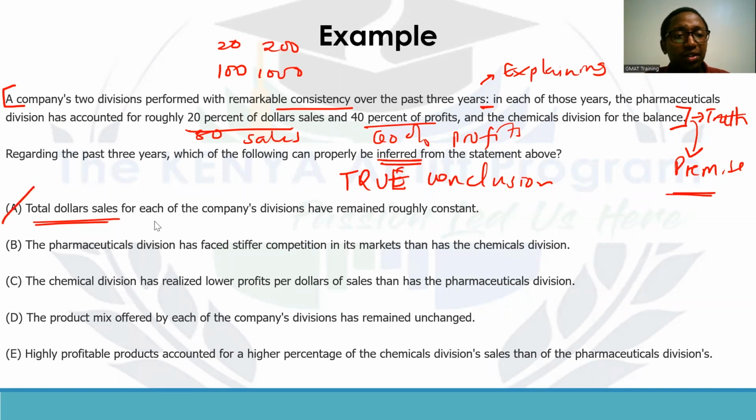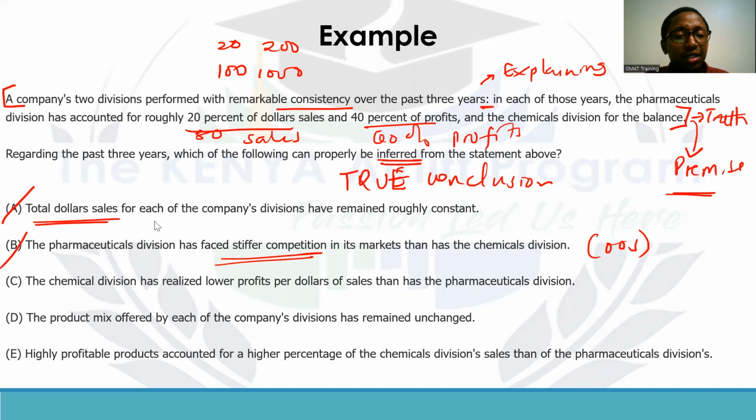B, pharmaceutical division has faced stiffer competition in its markets than has the chemical division. So this is something that is out of scope. We don't know anything about competition. We just know what happened. So it can have happened for many different reasons. So we can't really infer that. We can't make this conclusion.